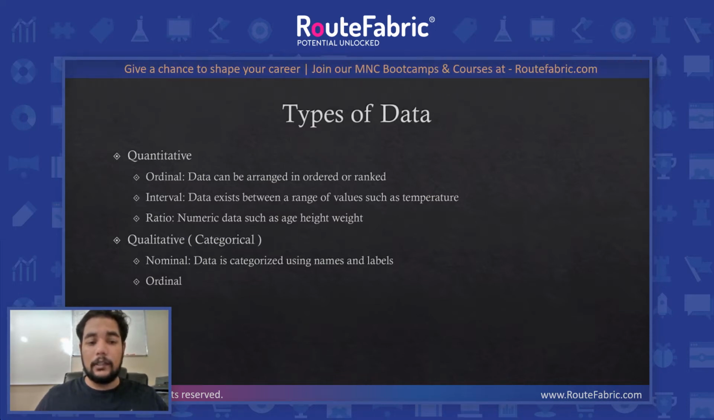Next, we have the interval data. Interval data is the data which is established from a range of values. This can be temperature, speedometer, or like Celsius and Fahrenheit. Next, we have ratio. Ratio data is numeric data such as height, weight, and age.